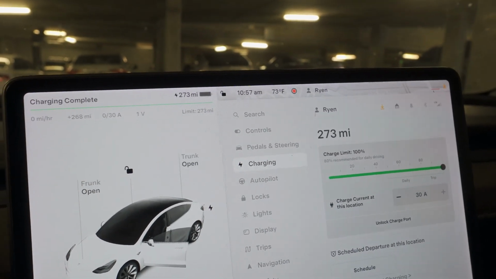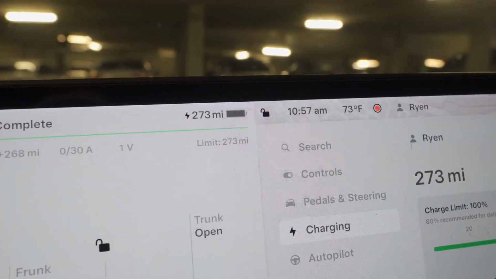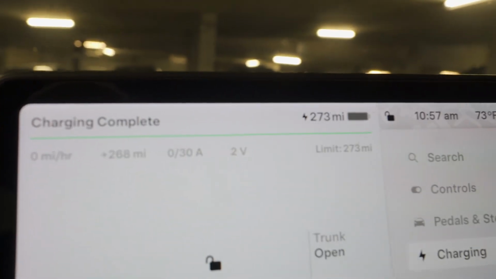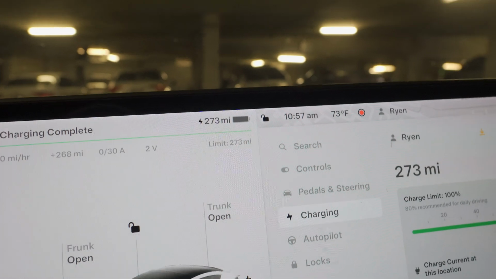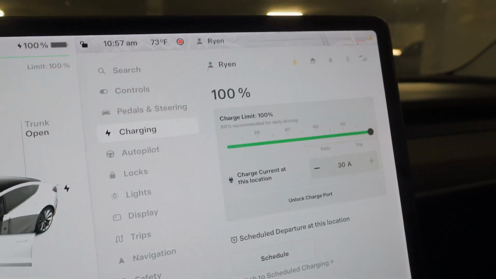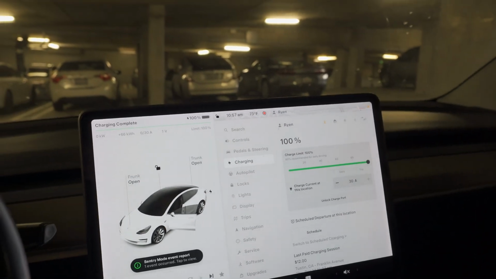Alright, so it did go to charging complete, and for a moment it showed 274 miles. Now it went down to 273 for some reason, but you see it added 268 miles of range and added 66 kilowatt hours, and it made it to 100%. So overall, I would say this was a good charge test.